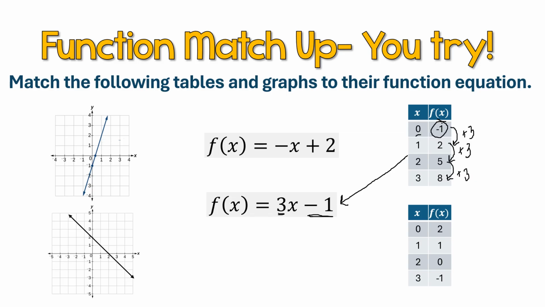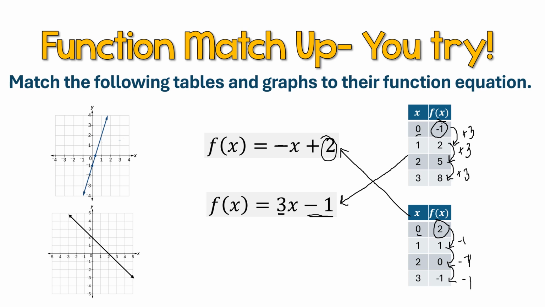When x is 0, y is 2. So that means this one goes to this one. My intercept is 2. And for this one, I have to do -1, -1, and -1 to get to that number. So that's why we have this negative. Remember, there's an invisible 1 in front of that x, so we just call it -x.